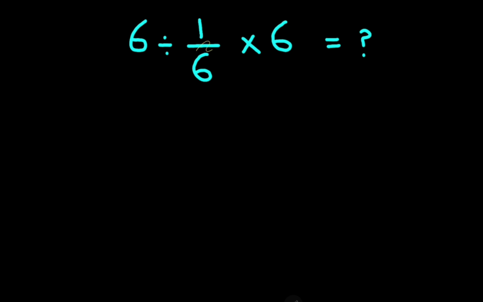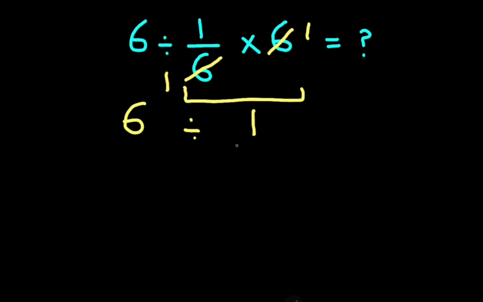6 divided by 1 over 6 times 6. Now, let's solve this math expression. We can simplify this section. 6 divided by 6 equals 1 and 6 divided by 6 gives us 1. Now, 1 times 1 gives us 1. At the end, we have 6 divided by 1.